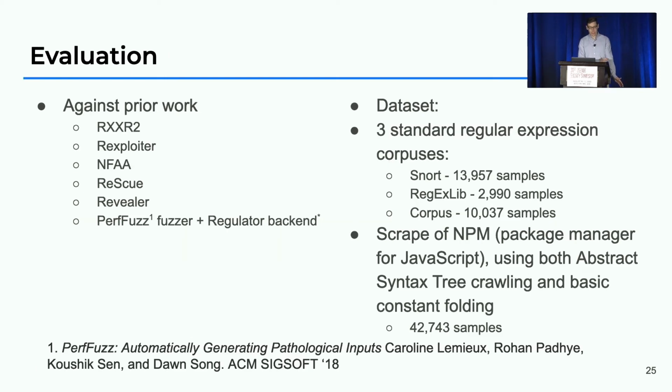We evaluate against several prior tools, in fact, the tools that we saw in the first presentation. We also compare by replacing our slowdown fuzzer with a generic off-the-shelf algorithmic complexity fuzzer called PerfFuzz. But for more details on that, please check out our paper. For the data sets, we use 3 standard corpuses of regular expressions, and we also scrape NPM, and we find 40,000 regular expressions from that scrape.